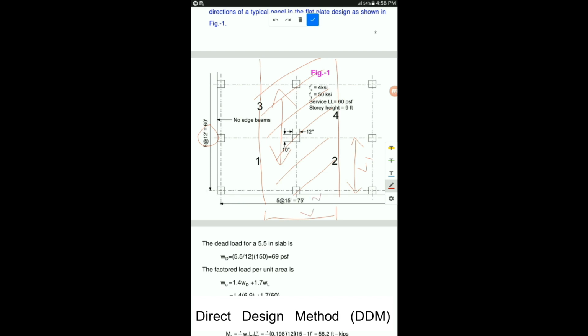So for this part, L2 will be 15 feet, L1 will be 12 feet, but we don't need L1, we need Ln. So Ln will be equal to 12 feet, and you have to subtract what? You have to subtract half dimension from here, and similarly half width from here. So half width from here is 5 inches, because this overall is 10 inches and half will be 5 inch. 5 inch from here, 5 inch from here. So you need to subtract 10 inches from 12.